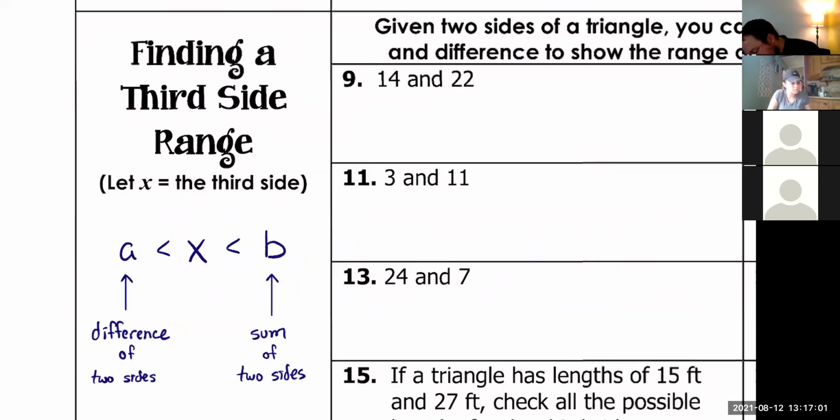So if you look at the examples we're given here, we're given two sides. We need to find their sum and we need to find their difference. So we add them and we subtract them. So in the case of number 9, what is the difference of 14 and 22?